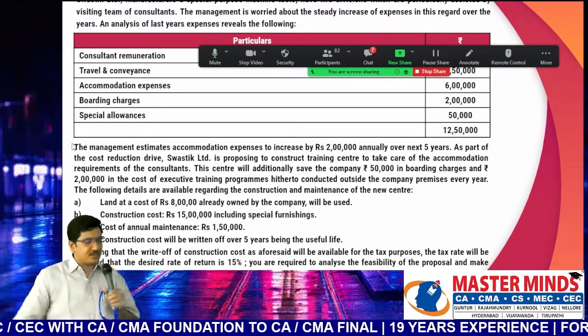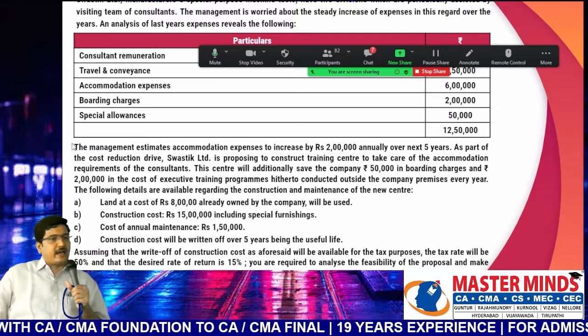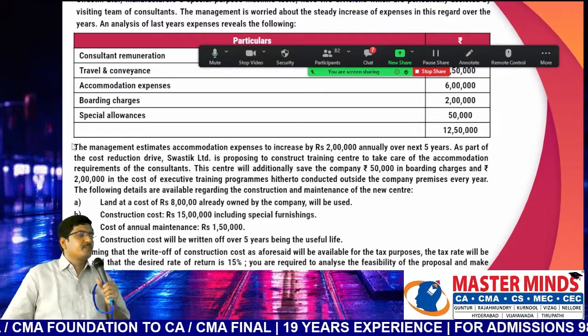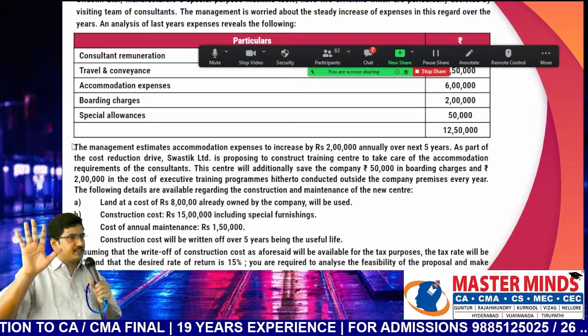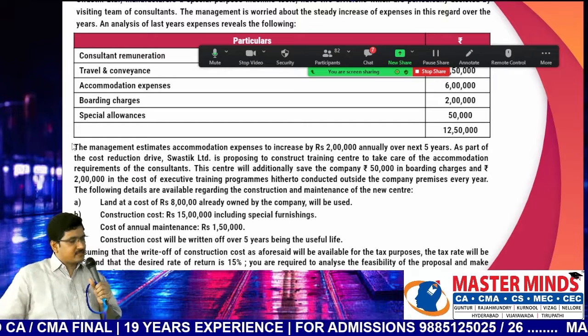So how much is the depreciation now? 15 lakhs minus salvage value. Nothing is given. That means 0. Divided by life of 5 years. So the depreciation is 3 lakhs. Note it down.